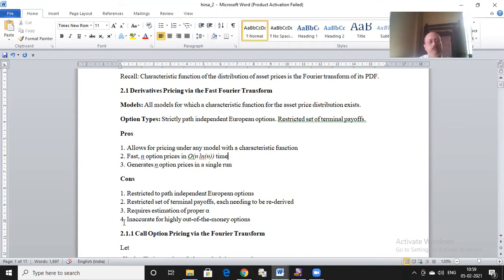And we also know, numerically we know, that the transform methods are very inaccurate for highly out of the money options. So if the option is very out of the money, then my pricing method will become very inaccurate. So we can only do so much in a very restricted set, but when we can use it, it is very quick. So whenever possible, we will always try to use the transform methods.